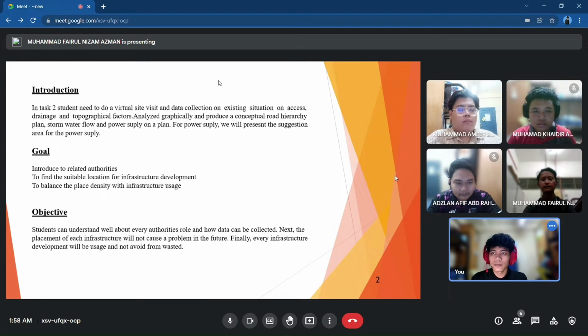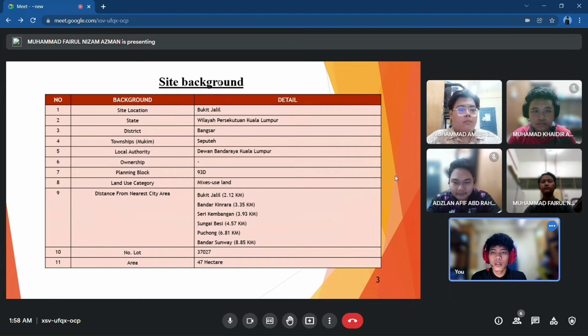Next slide, please. For site background, our site location is in Bukit Jalil. The state is Wilayah Persekutuan Kuala Lumpur. District is Bangsar. Township or Mukim is Seputeh. The local authority is Dewan Bandaraya Kuala Lumpur or DBKL. For ownership, we didn't identify any ownership because there is no ownership there. For our planning block is 93D. Land use category is mixed use land.